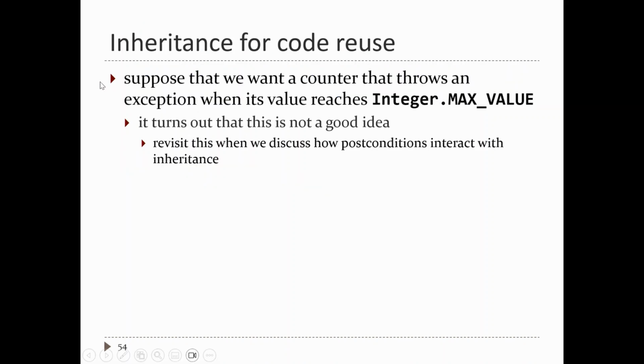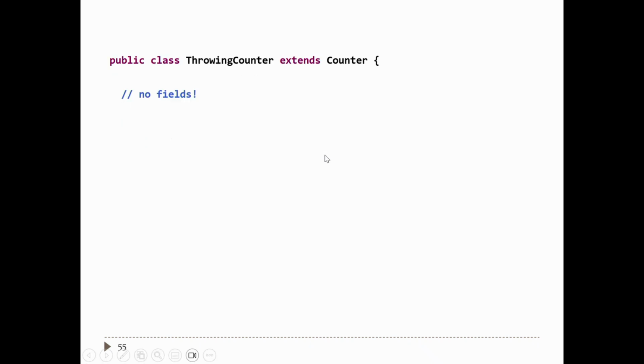Okay, another example using counter. So instead of stopping, suppose you want to indicate that there's an error. So when you hit integer max value and you try to go past it, you throw an exception. Turns out this is not a great idea, but we're going to do it anyway. So you do the exact same thing.